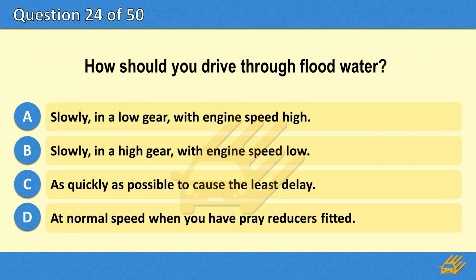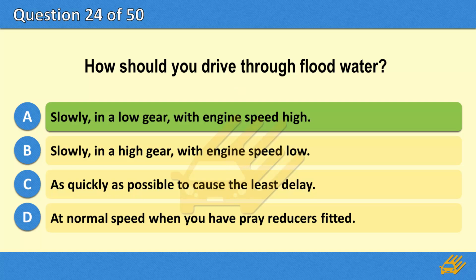How should you drive through flood water? A. Slowly, in a low gear, with engine speed high. B. Slowly, in a high gear, with engine speed low. C. As quickly as possible to cause the least delay. D. At normal speed when you have spray reducers fitted. The correct answer is A. Slowly, in a low gear, with engine speed high.